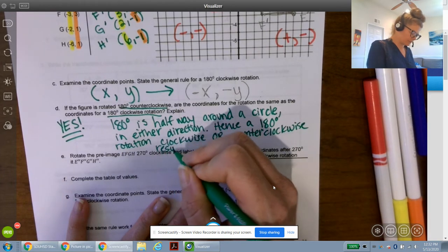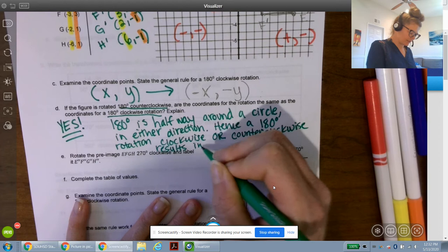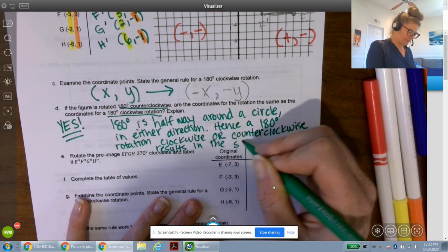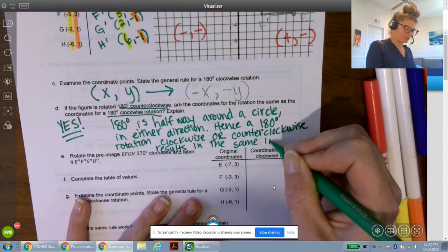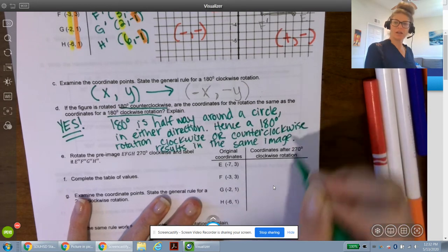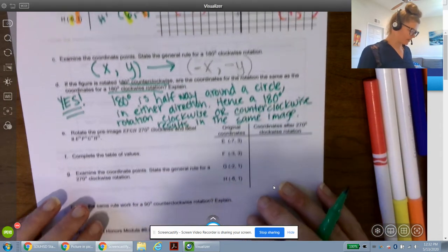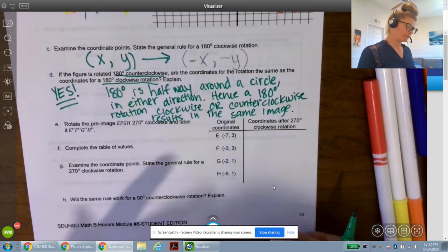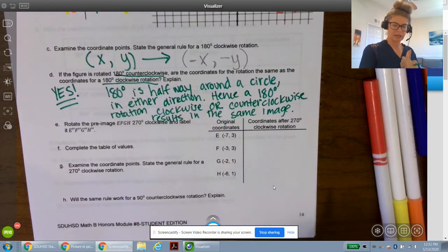Results in the same image. Cool. Awesome. So now we've talked about a 90 degree rotation clockwise, a 270 degree rotation counterclockwise, a 180 degree rotation clockwise, a 180 degree rotation counterclockwise.